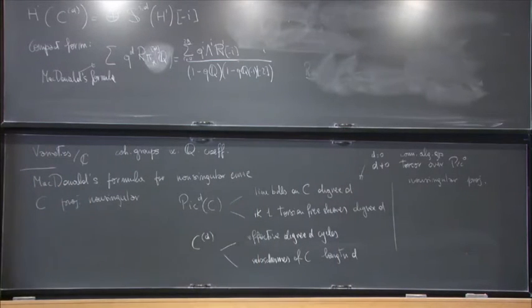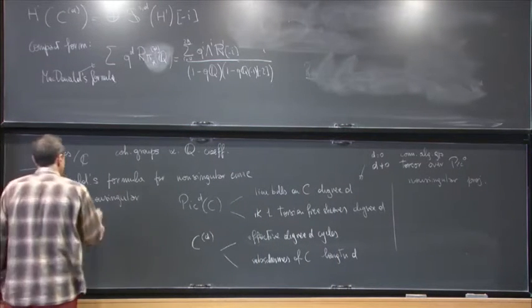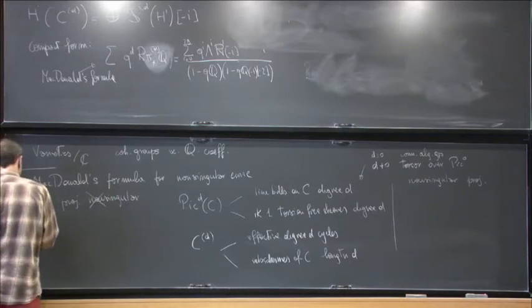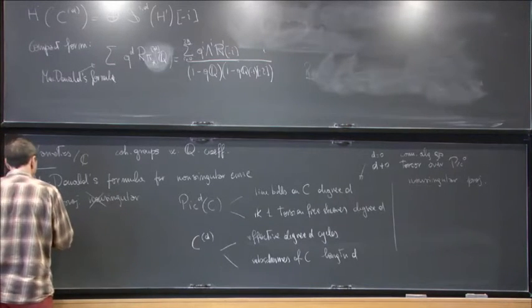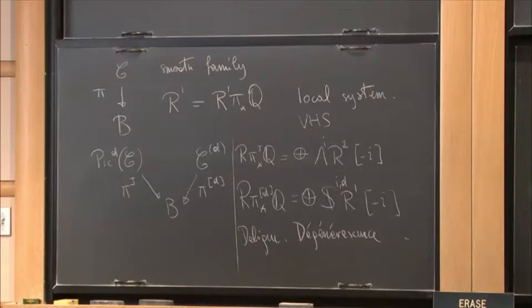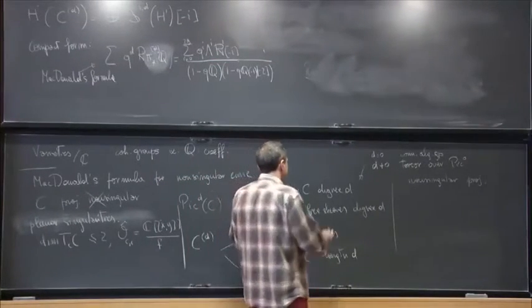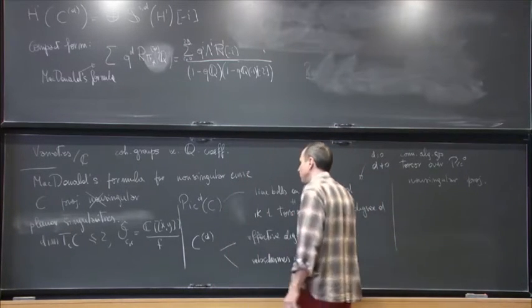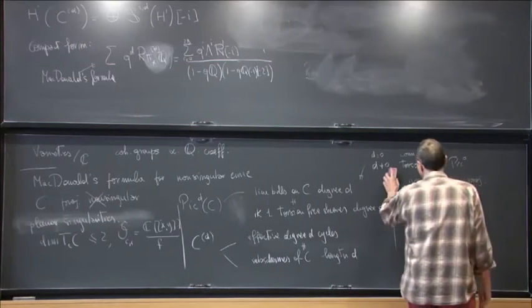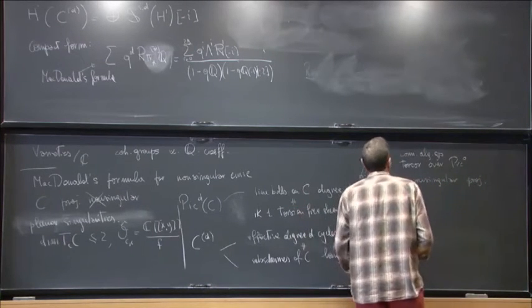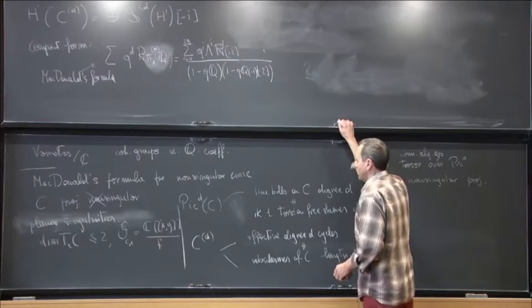What happens if C is now singular? So if C is now singular, and I'll say more hypotheses coming soon, in this case you still can consider line bundles of degree d, and these are maybe parameterized by something. But then you have also rank 1 torsion free sheaves, which may very well not be line bundles. Let me give an example.